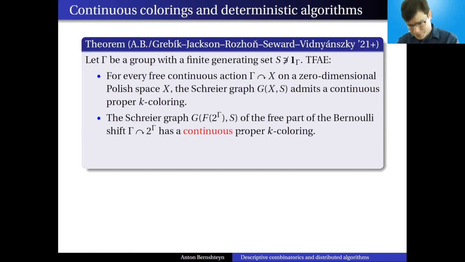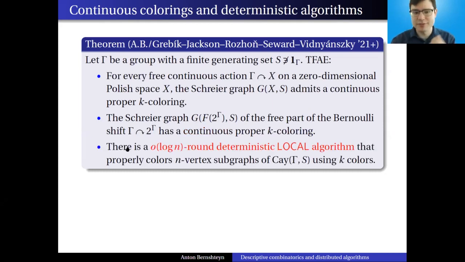This actually is equivalent, as it turns out, to saying that you can explicitly describe a specific natural action for which the continuous chromatic number is maximum. This is the free part of the Bernoulli shift. If you don't know what this is, then don't worry. If you do know, then great. It's just a specific natural example of an action of a given countable group. It's a continuous action on a zero-dimensional Polish space, and this Schreier graph has largest possible continuous chromatic number over all such Schreier graphs.